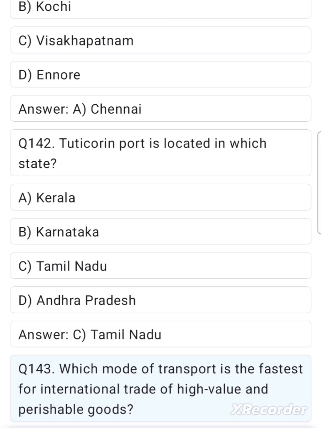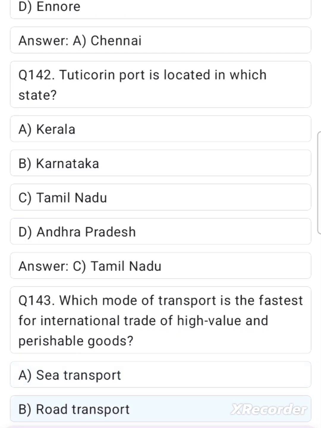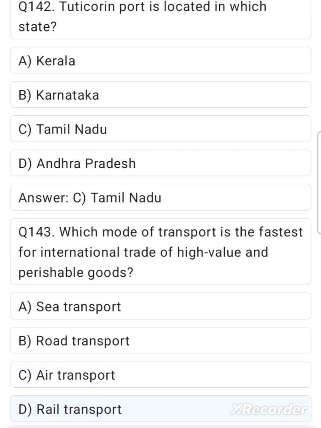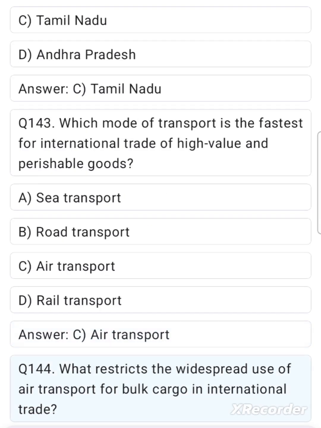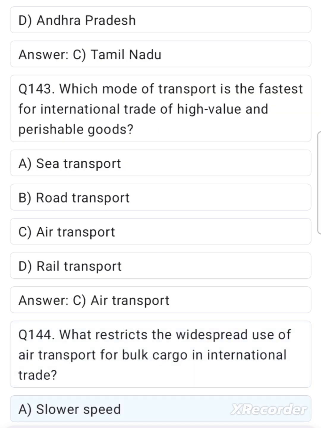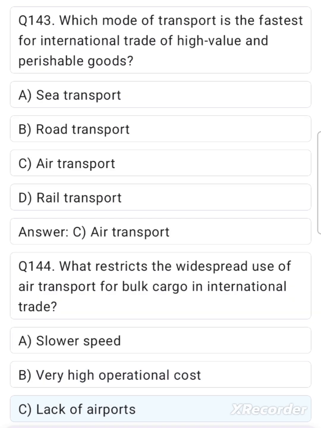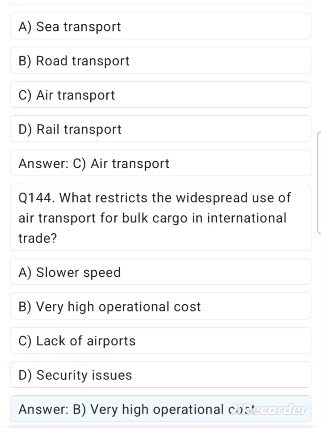Q143. Which mode of transport is the fastest for international trade of high-value and perishable goods? A. Sea transport. B. Road transport. C. Air transport. D. Rail transport. Answer: C. Air transport. Q144. What restricts the widespread use of air transport for bulk cargo in international trade? A. Slower speed. B. Very high operational cost. C. Lack of airports. D. Security issues. Answer: B. Very high operational cost.